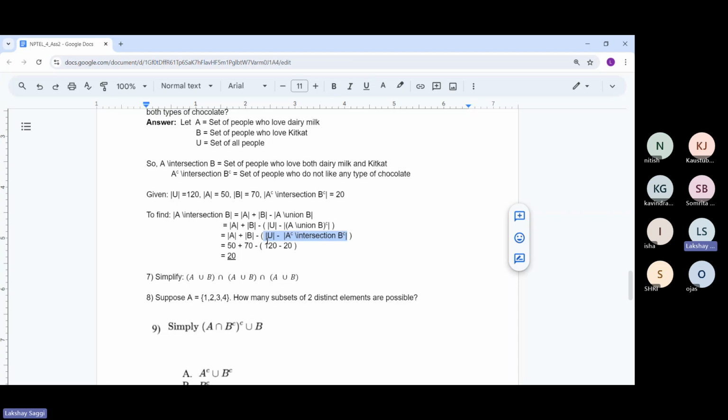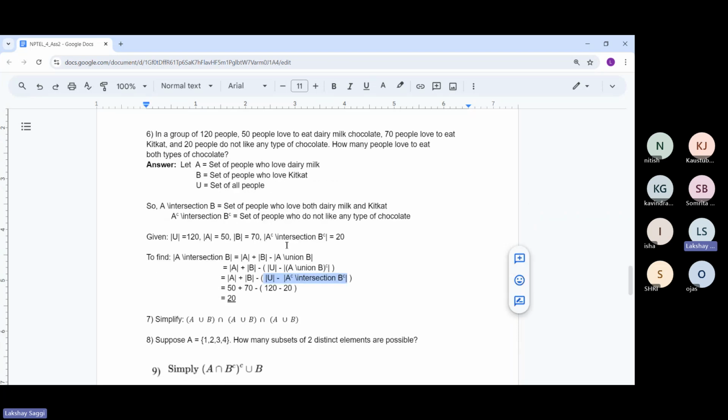So what Ojas did was this calculation. Ojas said that there are a total of 120 people, and this A complement intersection B complement denotes the set of people who did not like any chocolate. So out of 120 people, 20 do not like any chocolate, so there are 100 people who like chocolate. A union B denotes those people who like chocolate, because A union B denotes people who love Dairy Milk or Kit Kat. So we calculated this value of A union B by logic and arrived at 100.